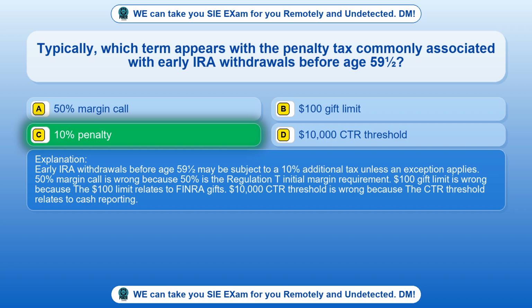50% margin call is wrong because 50% is the Regulation T initial margin requirement. $100 gift limit is wrong because the $100 limit relates to FINRA gifts. $10,000 CTR threshold is wrong because the CTR threshold relates to cash reporting.